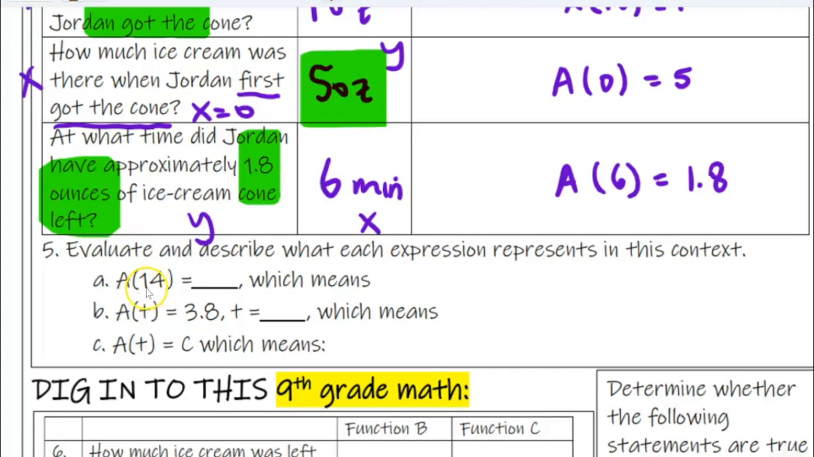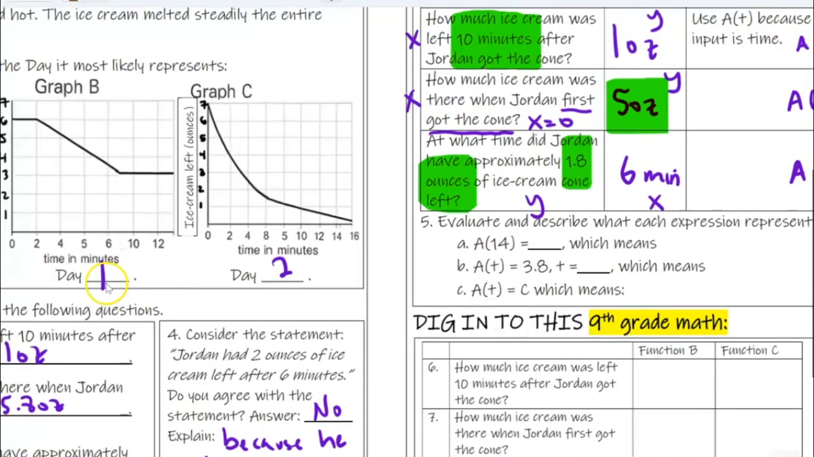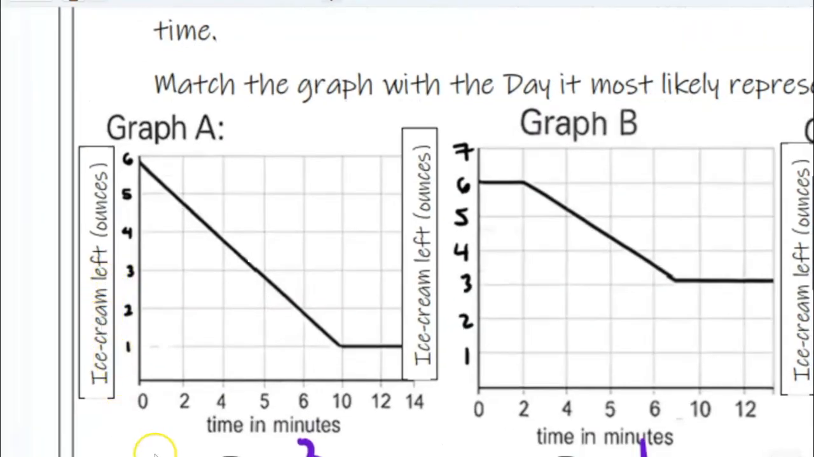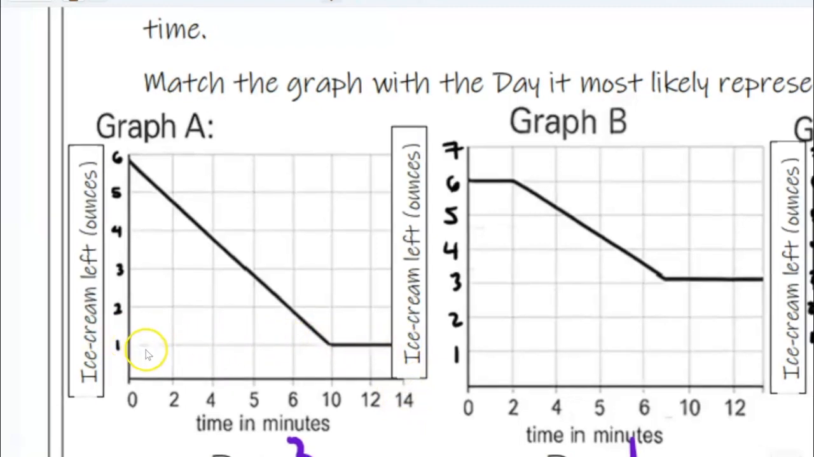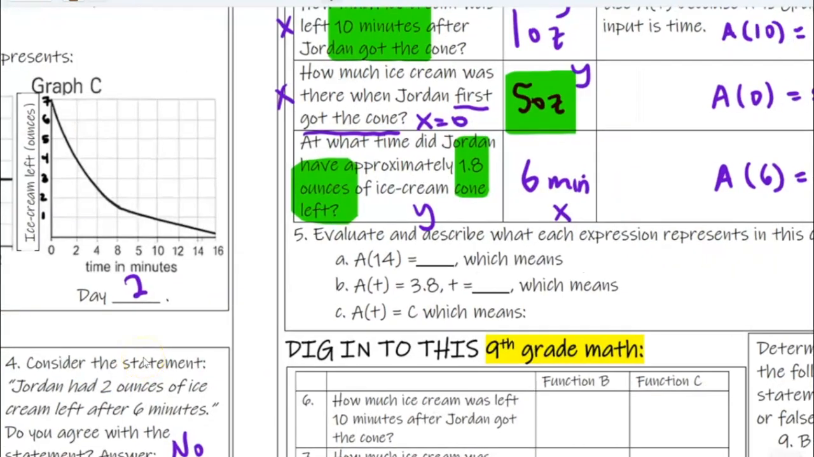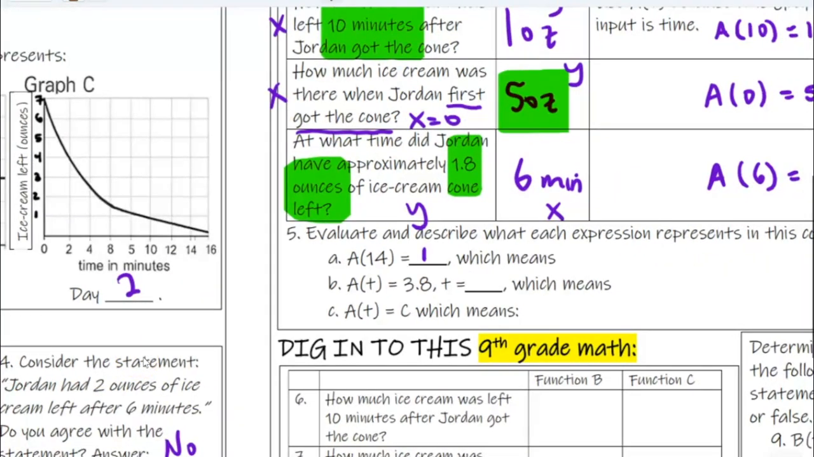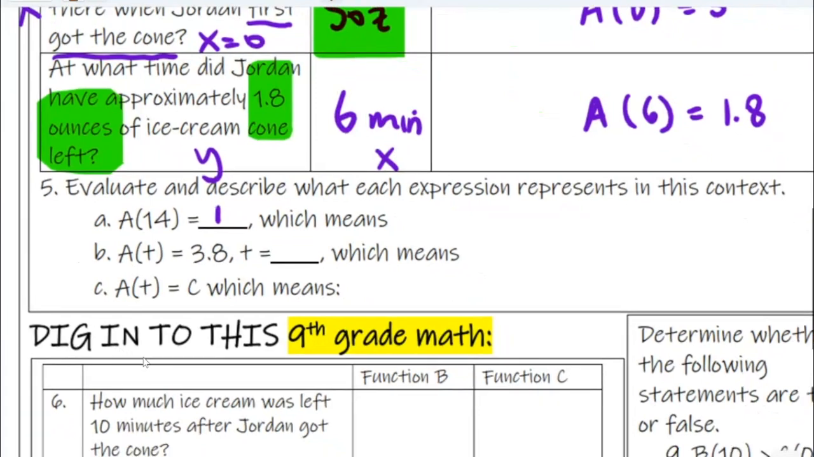So now you have to know what that means, right? So we just talked about this. What does the 14 symbolize? It should symbolize the input. And what's the input? Time. So if time is 14 and the function is A, it means when I look at my question, I'm looking at graph A and I'm looking for time to be what? 14. When time is 14, what is the number of ounces left? 1. So at time 14, there is 1 ounce left, which means, again, this sentence means, who's this?